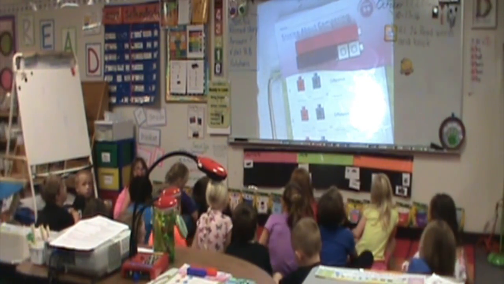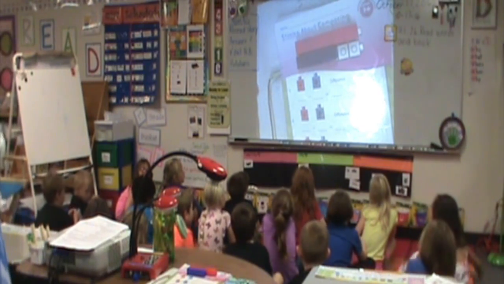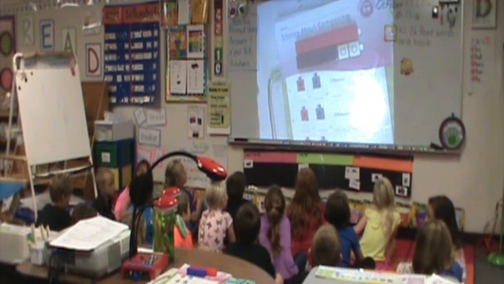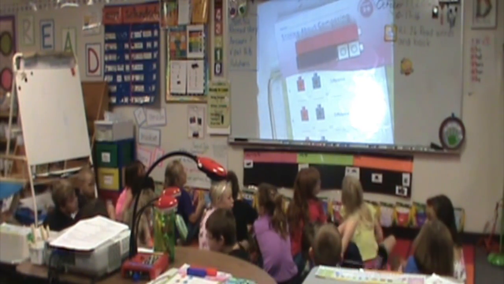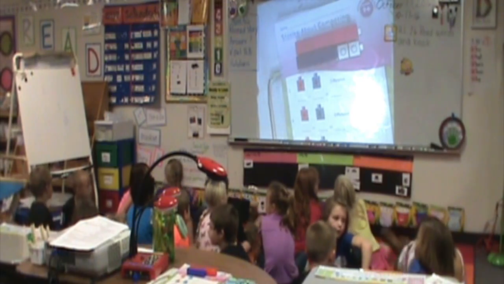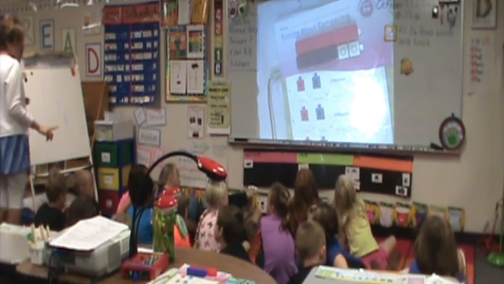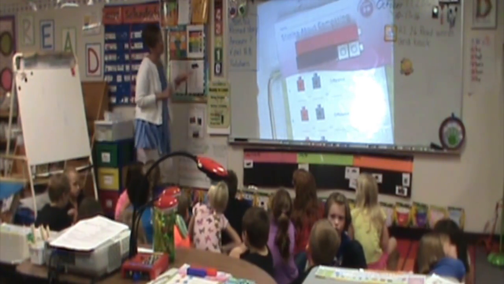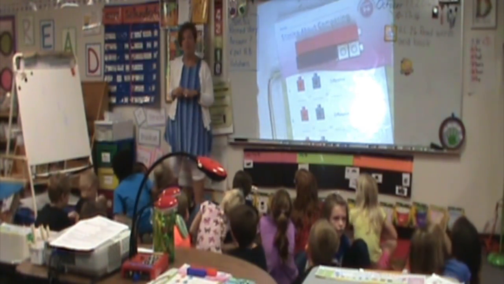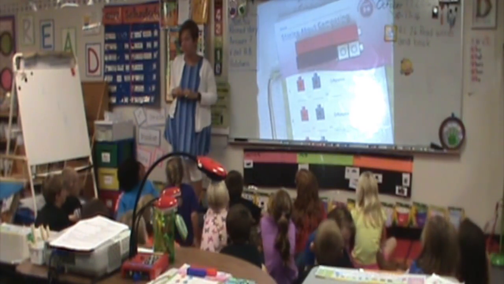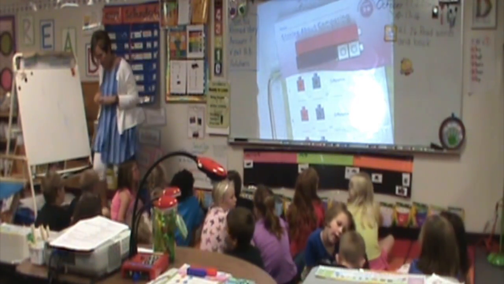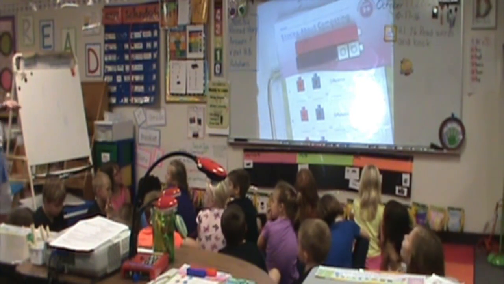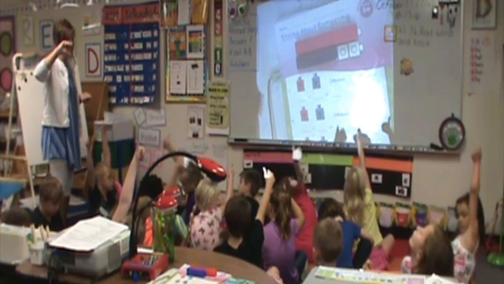Now, you're going to turn and talk, and you're going to decide how many more red cubes than blue cubes there are. Go. 2. And then when you're talking to your neighbor and deciding how many more red cubes than blue cubes, you're going to talk to them about how you figured that out. Go. 2 more. Thumbs up if you agree with them, thumbs down if you don't.